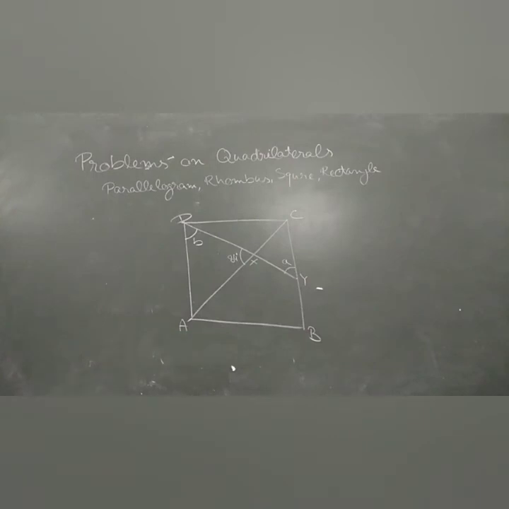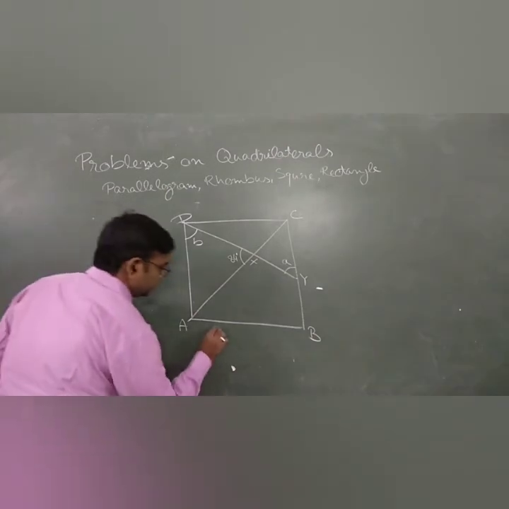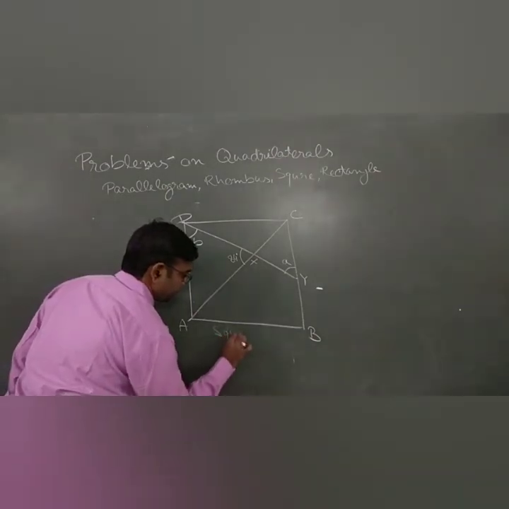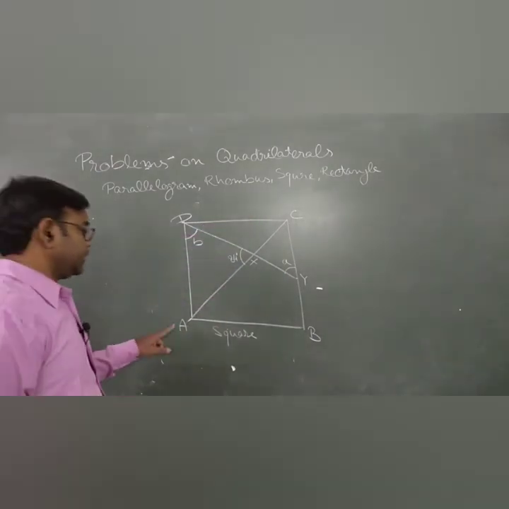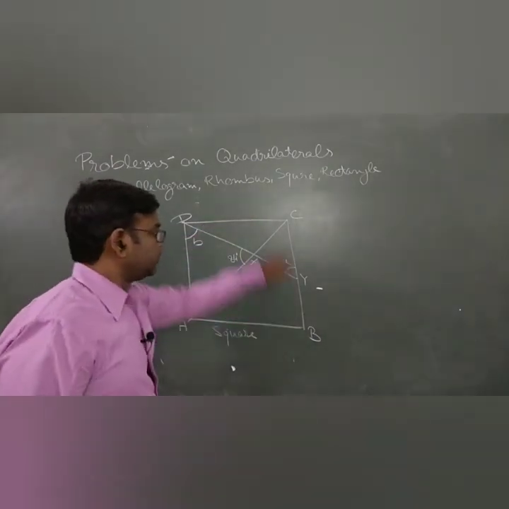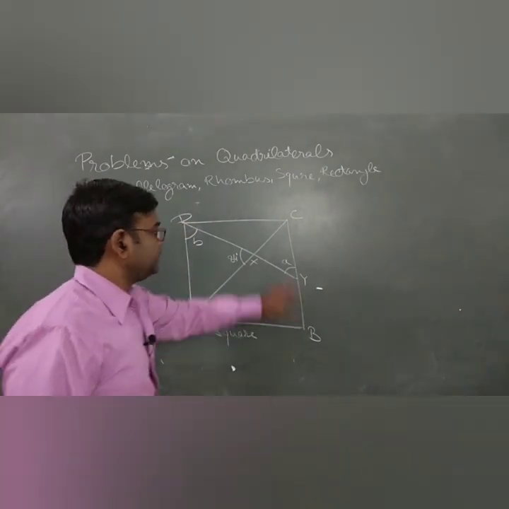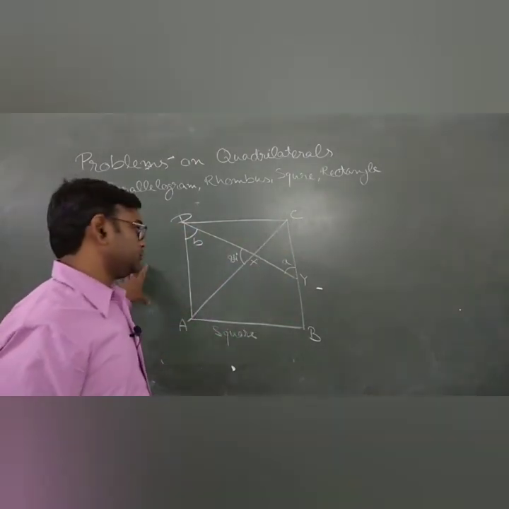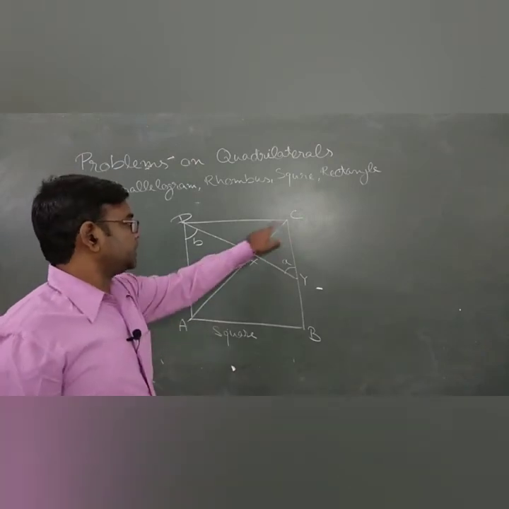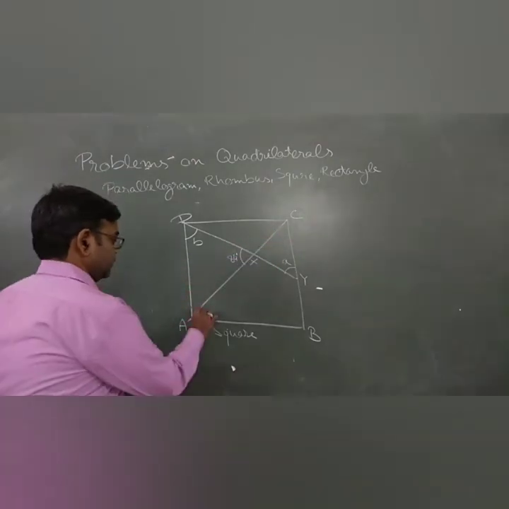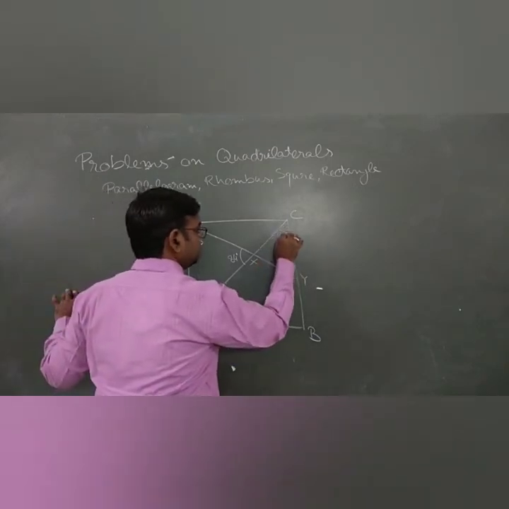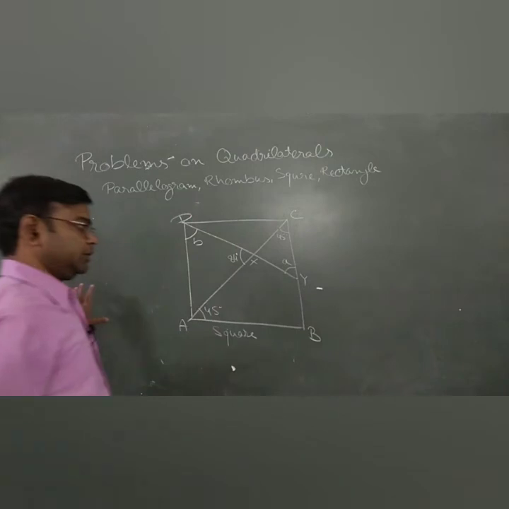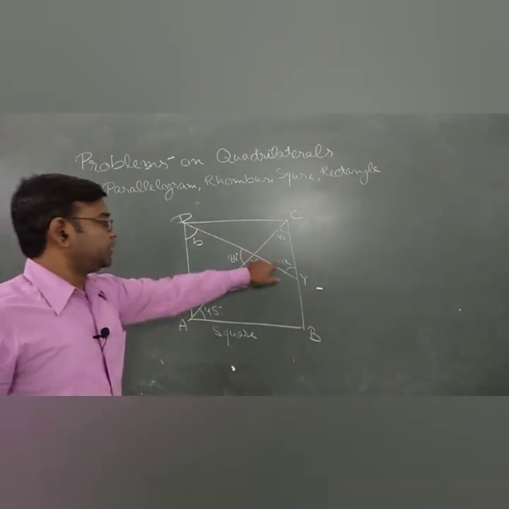So this figure is a square. Clear? And there is a diagonal AC. Always remember, in a square, angles A, B, C, D are 90 degrees, and diagonals bisect the angles. This equals 45 degrees, and this one is also 45 degrees. Clear? The question says to find the angles A and B.